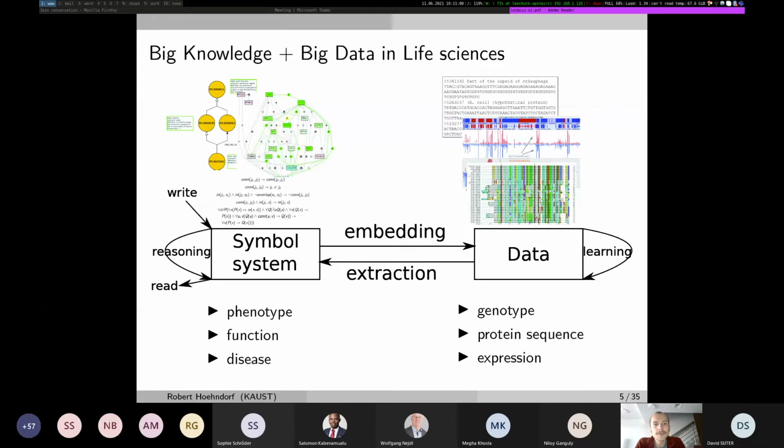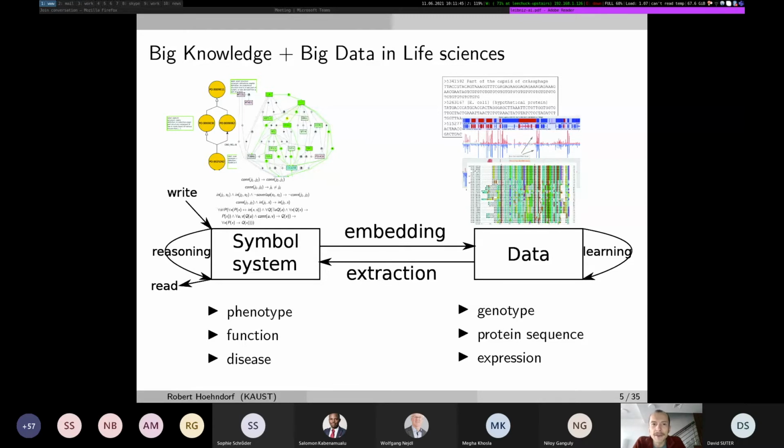So we'll start with symbolic representations of our knowledge. This might be knowledge graphs, it might be knowledge bases, and biomedical ontologies. I call these symbol systems because they allow us to reason over this knowledge and draw inferences. And on the other side, we have data, things that we measure. Often this is quantitative information. So it might be genotype when we do sequencing. It might be gene expression for a transcriptomics experiment, and many more. It might be images. And we want to find a way to connect it.